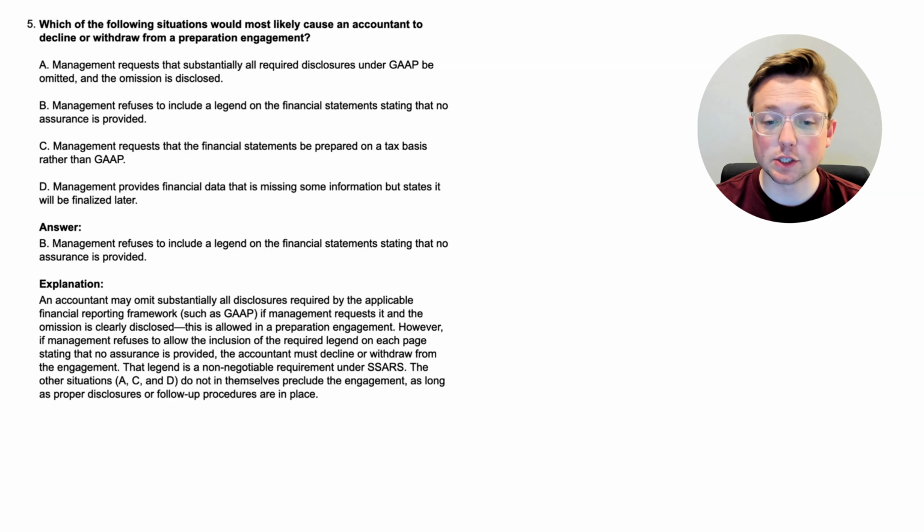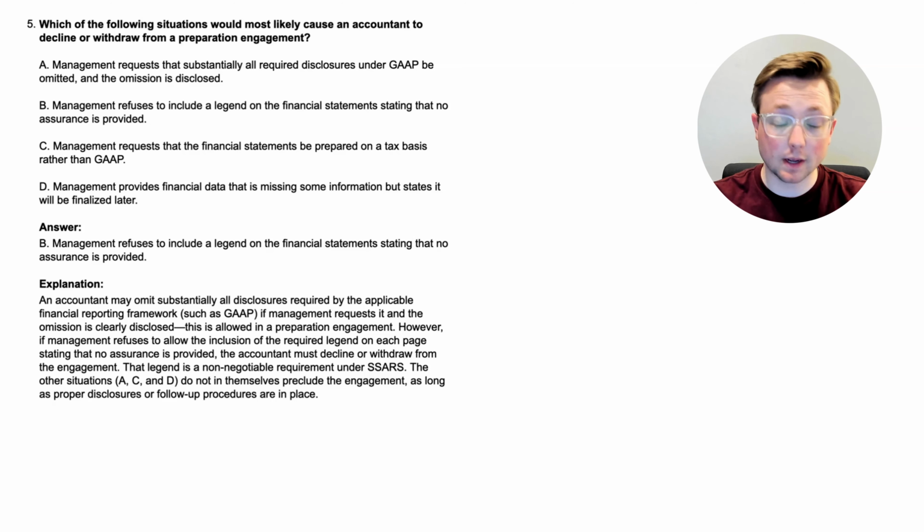B, management refuses to include a legend on the financial statement stating that no assurance is provided. So this would be something that would most likely make the auditor or accountant decline or withdraw from a preparation engagement. Let's go through the explanation. An accountant may omit substantially all disclosures required by the applicable financial reporting framework, such as GAAP, if management requests it and the omission is clearly disclosed. This is allowed in a preparation engagement.